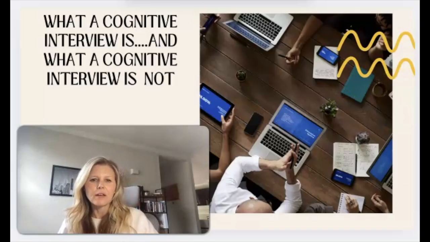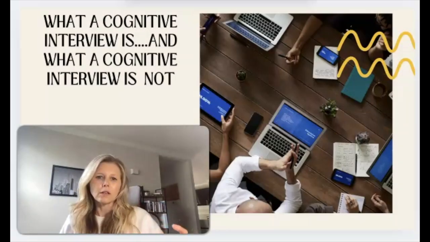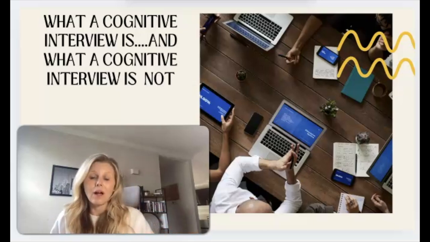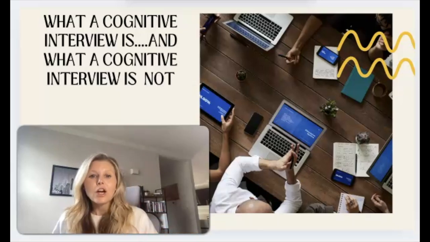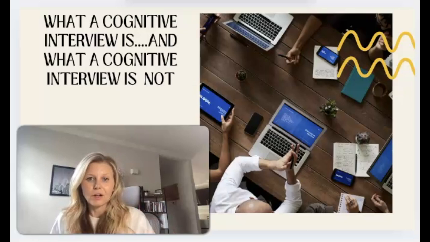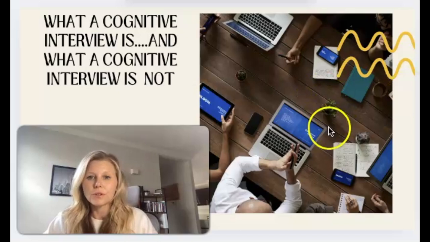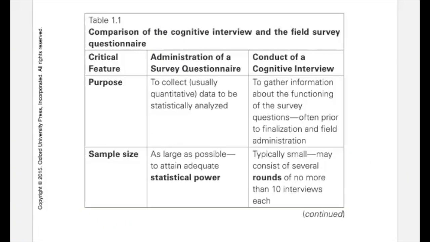Sometimes it's helpful to think of this in terms of what a cognitive interview is and what a cognitive interview is not. So let's head back to that Willis document and look at a chart that I think is really helpful. We'll just look at a few points on that chart. So let's head over there now. This is page 5 of the Willis reading. On this table, they're comparing a cognitive interview and the field survey questionnaire, which is when you're going to go ahead and administer it.